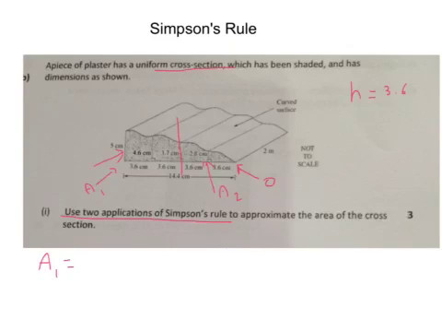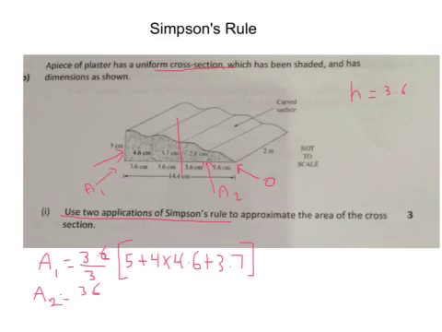Okay? Now, let's apply the rule. For area 1, we have 3.6 over 3. It's the height over 3. The first height, for the first part of the area, we start with the 5 plus 4 times the middle distance, which is 4.6, plus the last distance for area 1 is 3.7. For area 2 would be 3.6 over 3. Now our first distance will be 3.7 plus 4 times 2.8 plus 0. So this 0, some students made a mistake with this part.